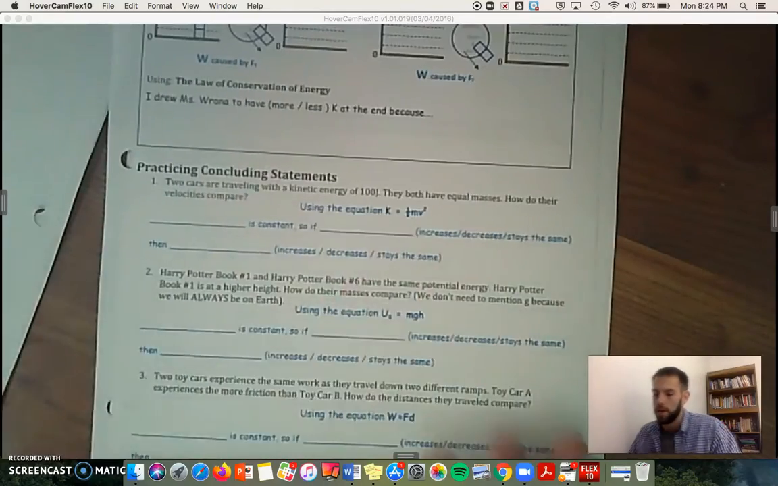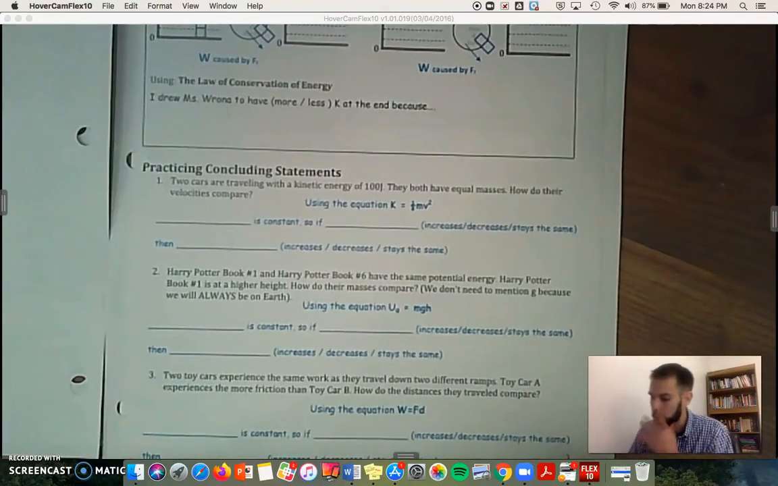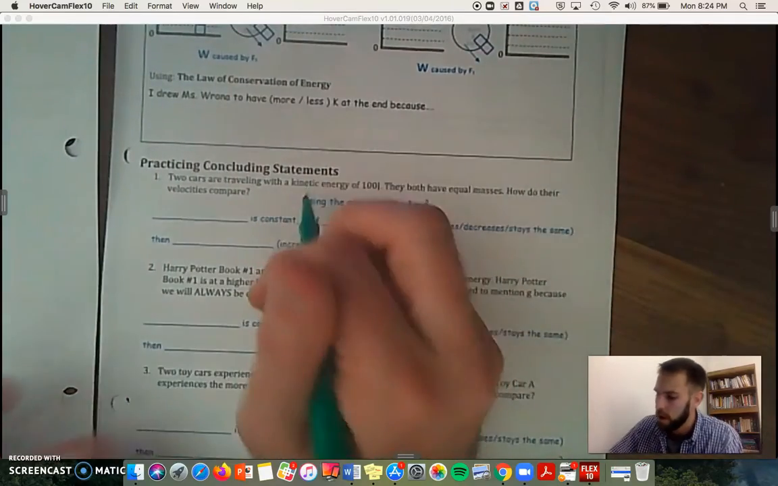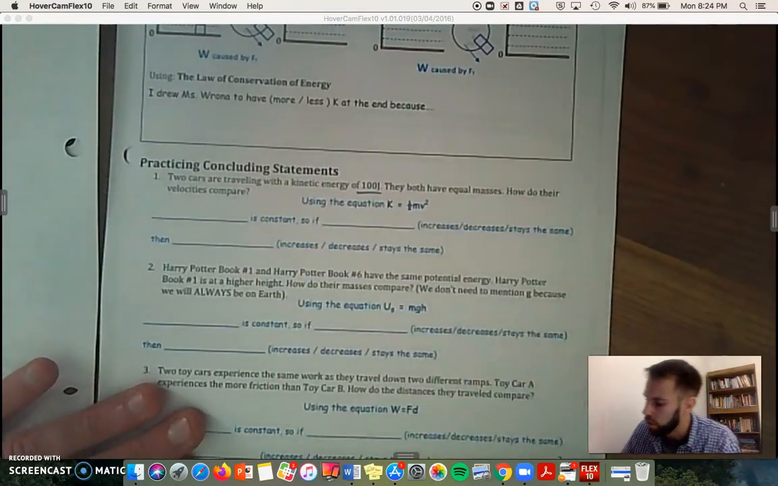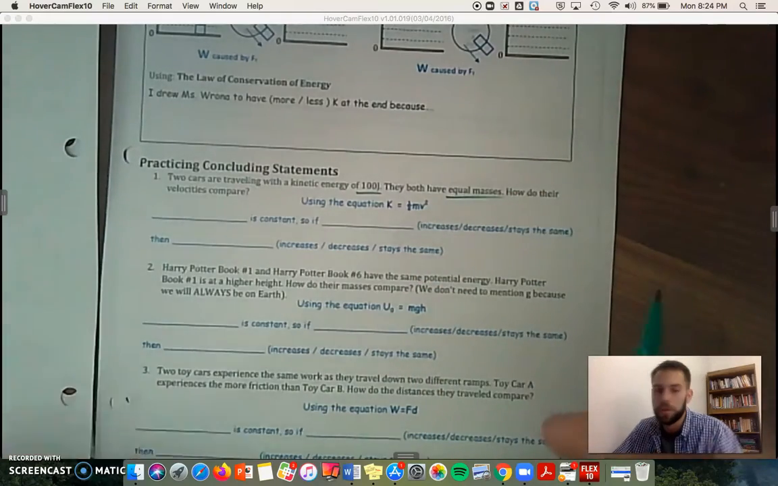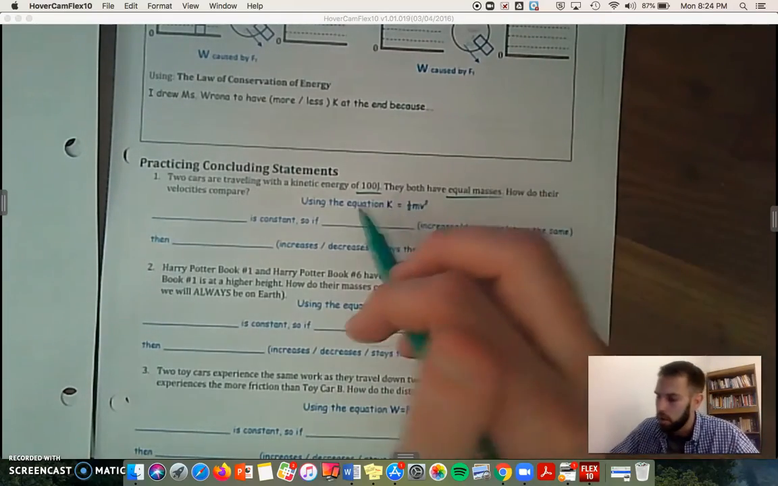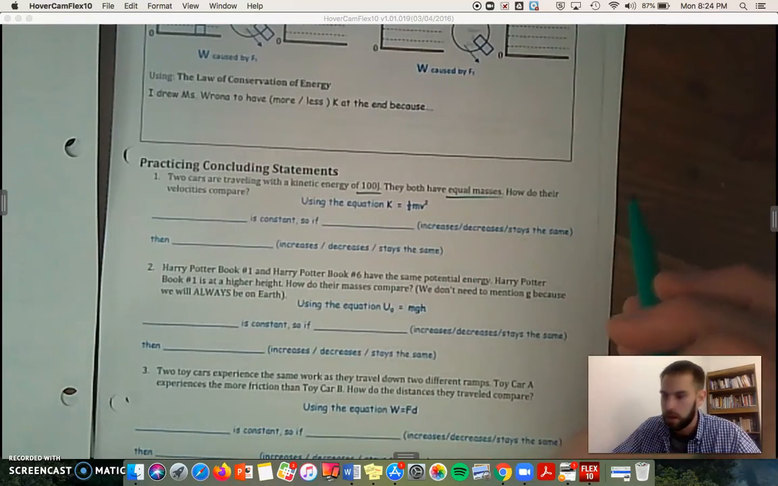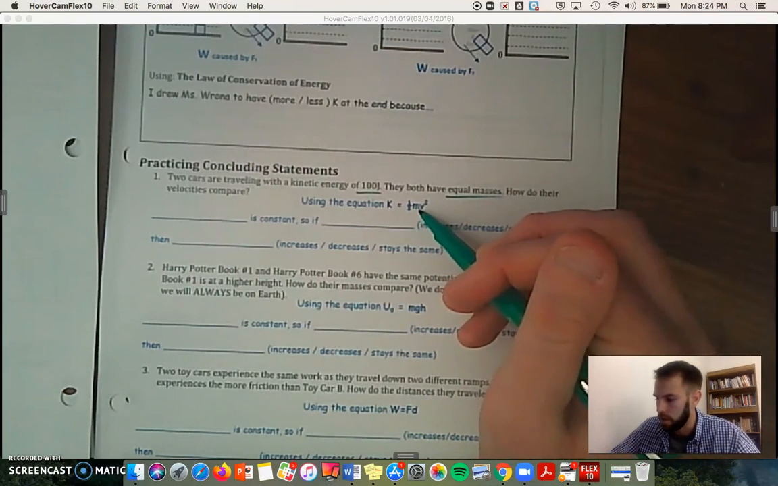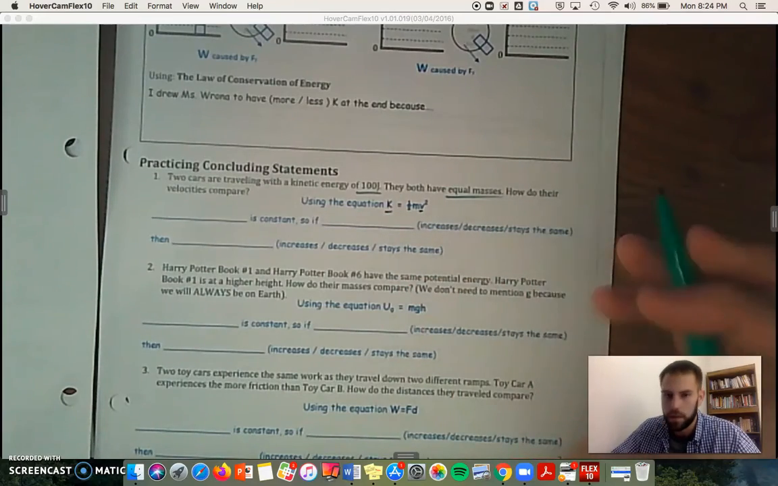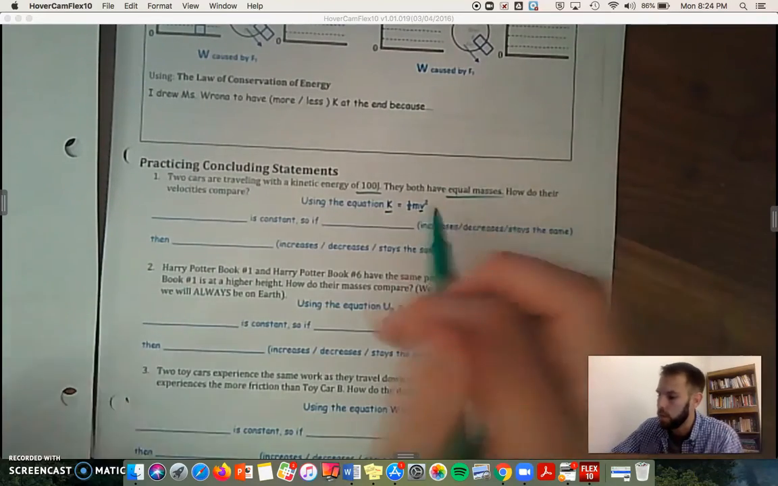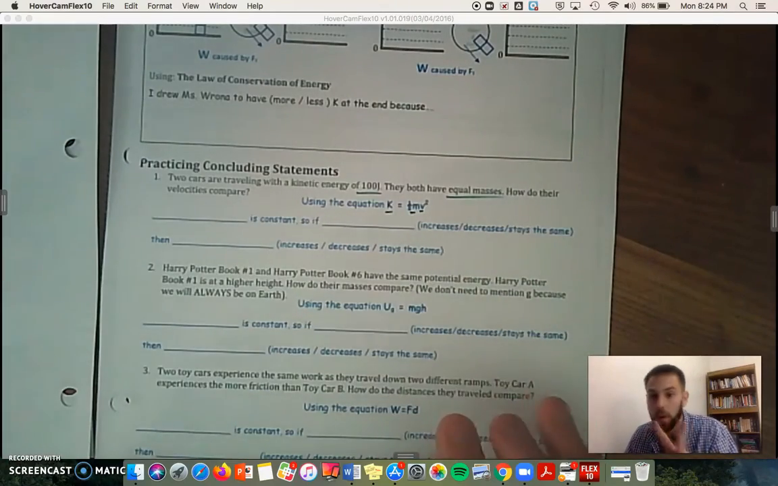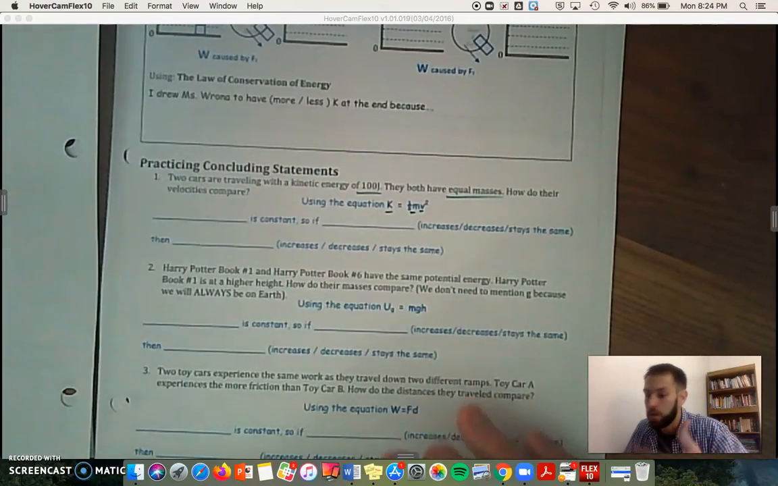So I'm going to go back here, and I'm going to run through the first 2 concluding statements. I'm just giving you a scenario here. 2 cars are traveling with kinetic energy of 100 joules. They both have equal masses. How do their velocities compare? So whenever we're writing a concluding statement, if I'm talking about velocity, well, what variable is associated with velocity? K. So I'm going to talk about this equation. And then I'm going to look at my 3 variables that are involved here. I'll always know 2, and then what would that other variable be?